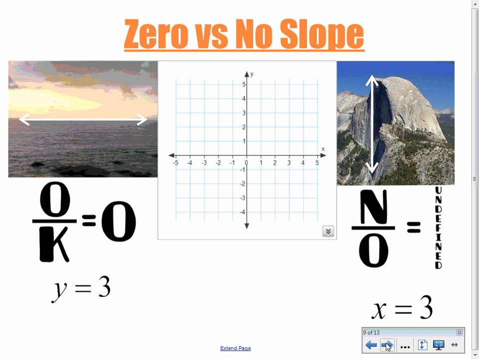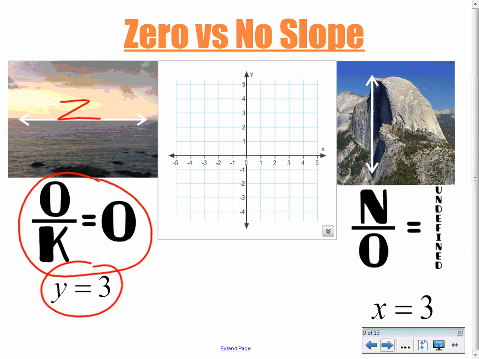All right, now the old debate about zero versus no slope. On the left, a horizontal line has a 0 slope, right? I saw someone showed me this idea, that if you have 0 on top of a fraction, it is okay. You just have a 0. The slope is 0. So if I was to graph y equals 3, it's going to be a horizontal line at y equals 3, slope of 0.